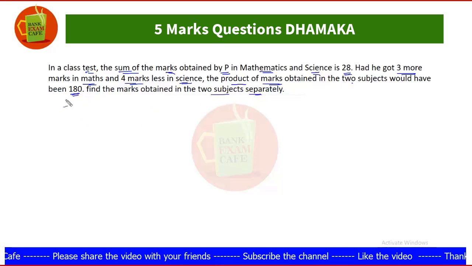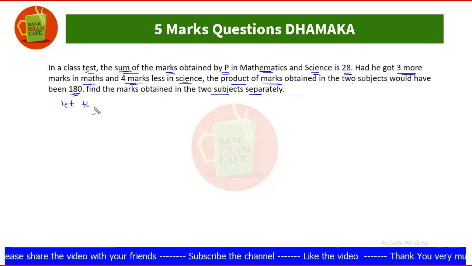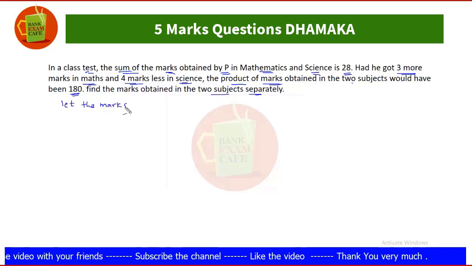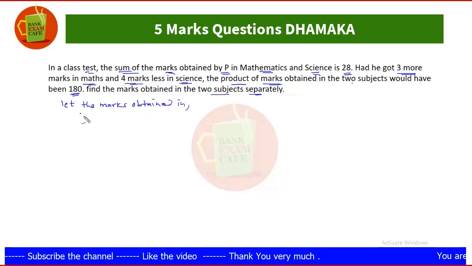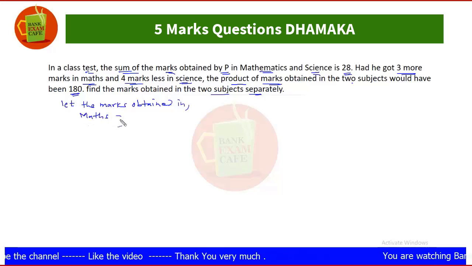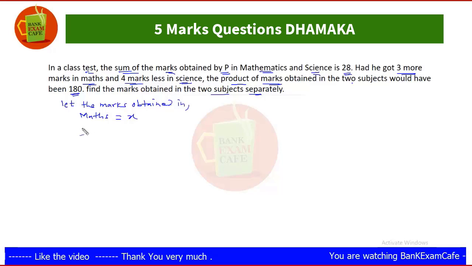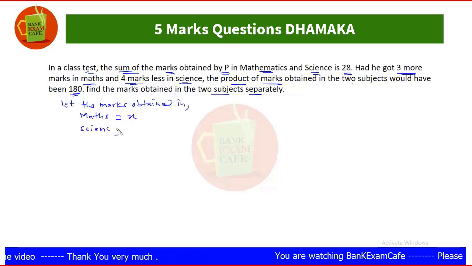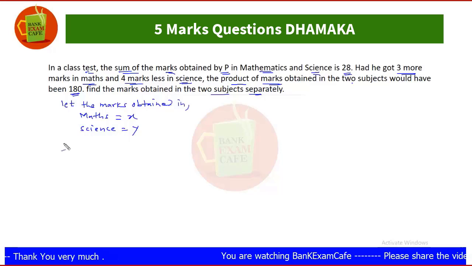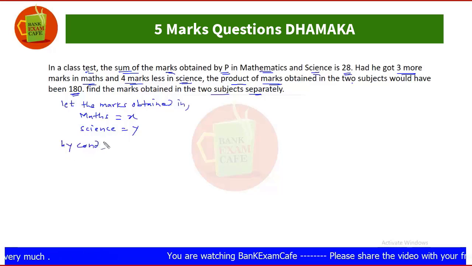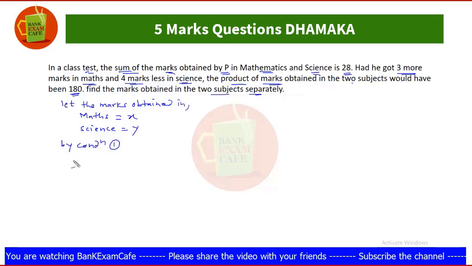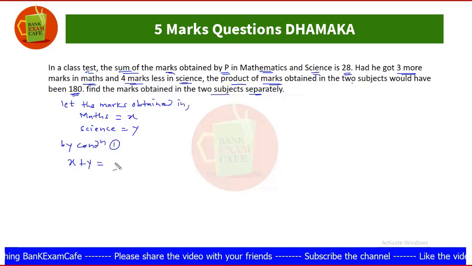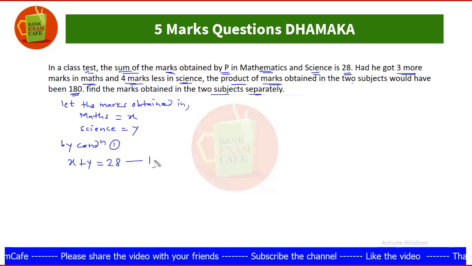So first we will assume, let the marks obtained in maths be x, and that of science be y. Now by condition 1, what is the first condition? The sum of the marks obtained by P in maths and science is 28. So the sum of the marks, that is x plus y, is equal to 28. Let this be number 1.